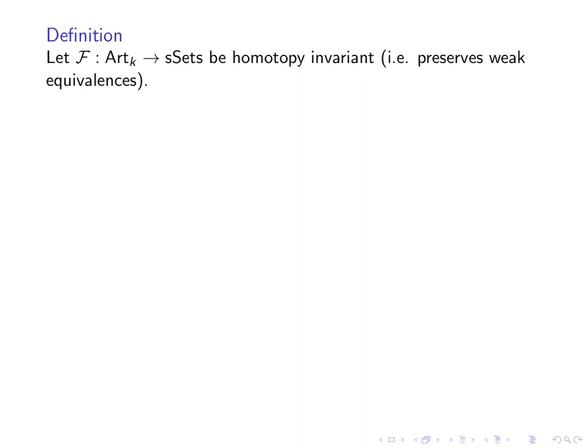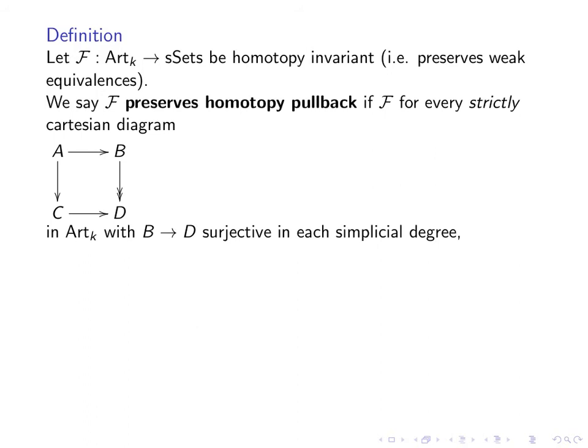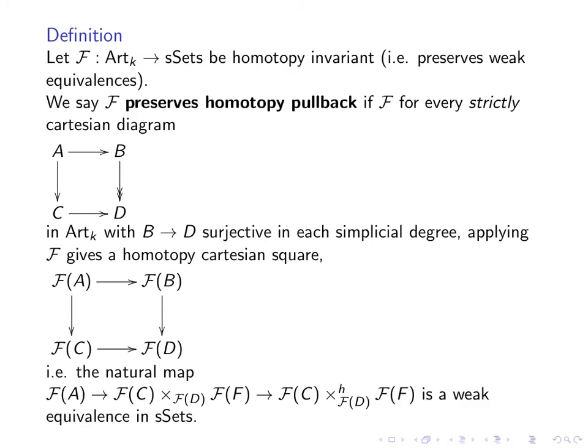So let F be a homotopy invariant functor. We say that F preserves homotopy pullbacks if for every strictly Cartesian diagram A, B, C, D in R with B to D surjective in simplicial degrees, if we apply F, we get a homotopy Cartesian diagram. And again, by homotopy Cartesian, that just means that the natural map from F of A through the strict fiber product to the homotopy fiber product is a weak equivalence of simplicial sets.